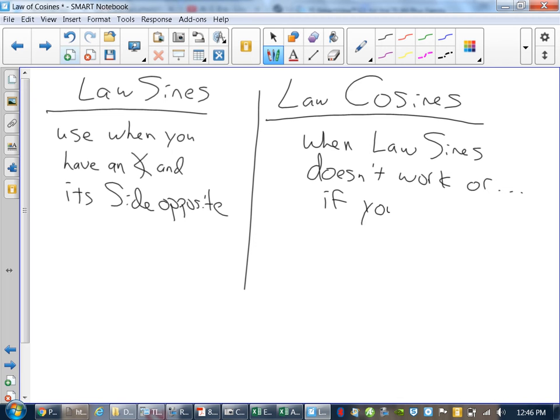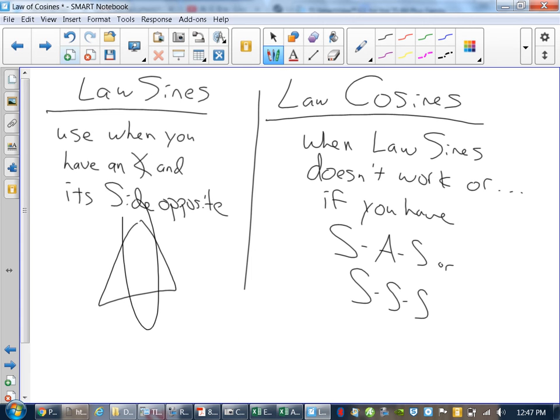What happens with law of cosines? If you happen to have two sides and the angle between, you won't have the side opposite. Or if you have all three sides, you don't have an angle, obviously. So if you look at a diagram, it's very easy to tell if you have the angle and the side opposite.